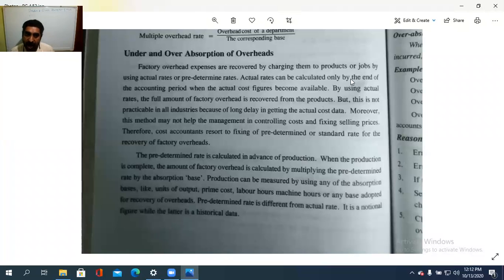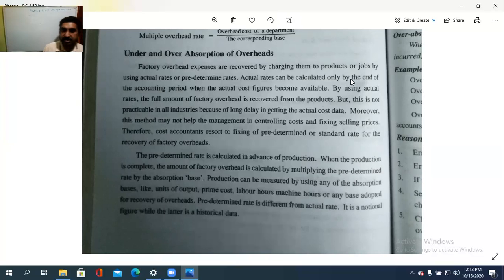Estimated cost is to be undertaken, or predetermined or standard rate for the recovery of the factory overhead should be fixed by the cost accountants. എന്തുകൊണ്ടാണ്? ഈ ഡിലേ ഒഴിവാക്കാൻ വേണ്ടിയിട്ടാണ്. Then the predetermined rate is calculated in advance of production. When the production is complete, the amount of factory overhead is calculated by multiplying the predetermined rate by the absorption base. Production can be measured by using any of the absorption bases like units of output, prime cost, labor hours, machine hours, or any base adopted for the recovery of the overheads.